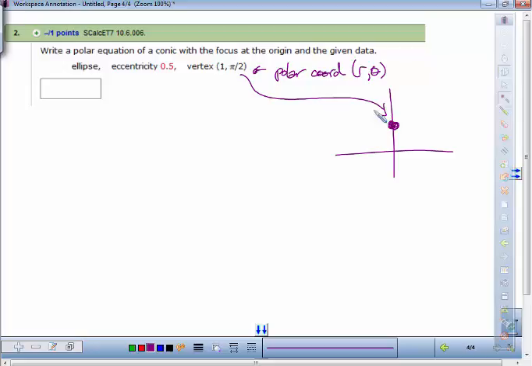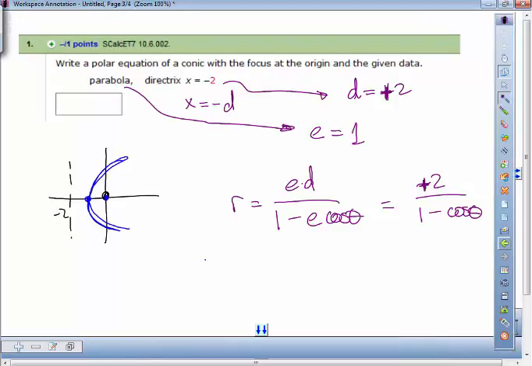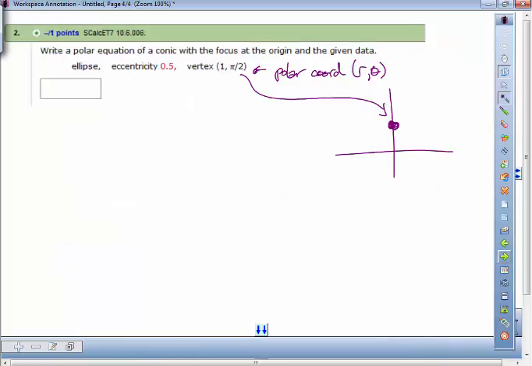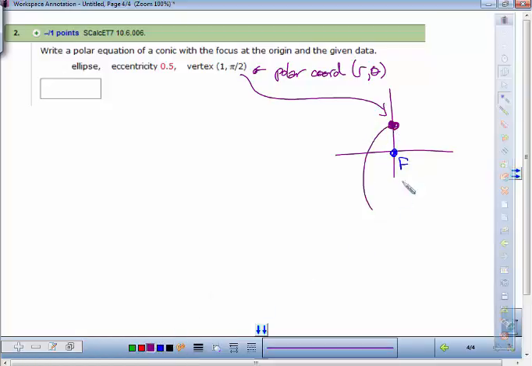So the earlier one had a directrix that is shifting? The directrix? Oh, the directrix is a line. So if you graph that, you should see a line. So this is an ellipse, this is a vertex, and if this is the focus at the origin, then your ellipse should be opening up this way.